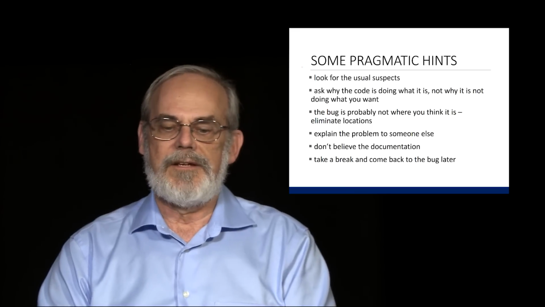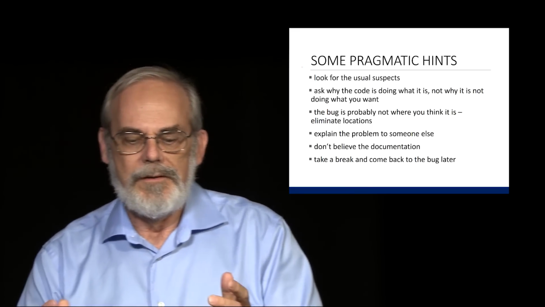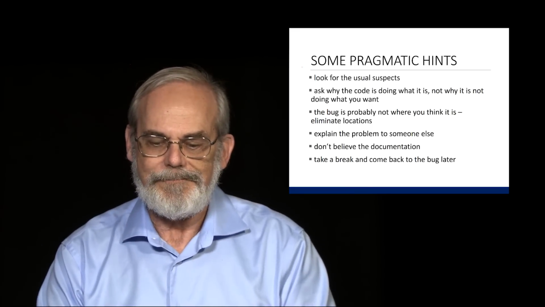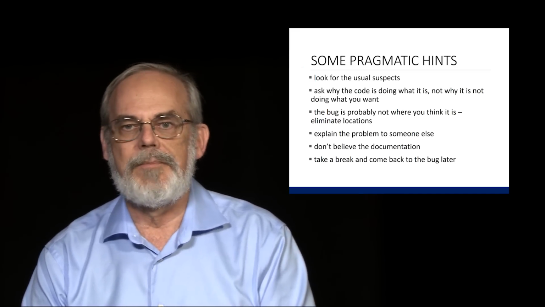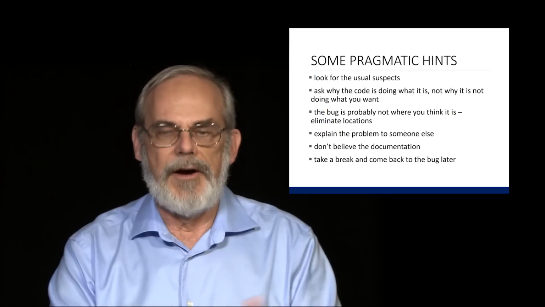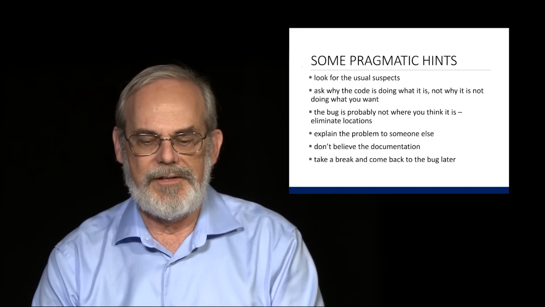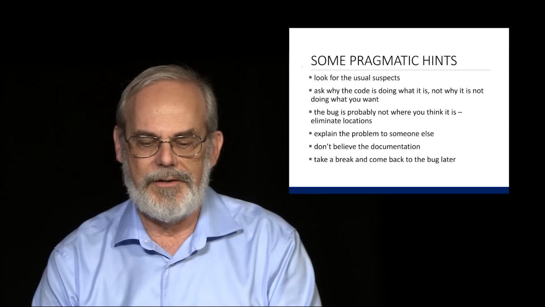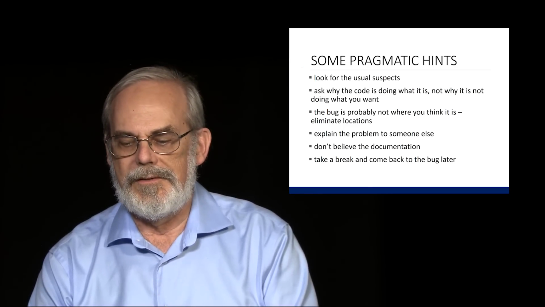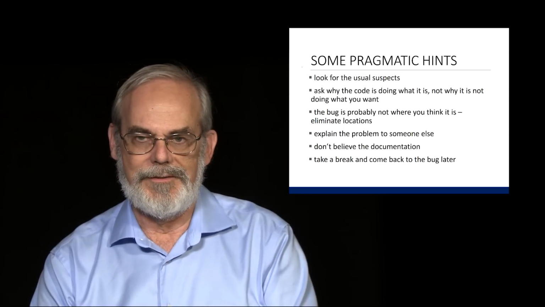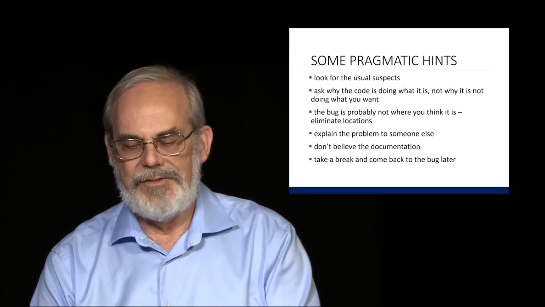So a last set of just pragmatic hints. Look for the usual suspects. What are the standard places where you might make an error? Aliasing being an obvious one. I found that by looking at when I reverse something, does it reverse everything or just the thing I was trying to reverse? Secondly, ask why the code is doing what it is, not why it's not doing what you want. The latter is because you've got a bug.